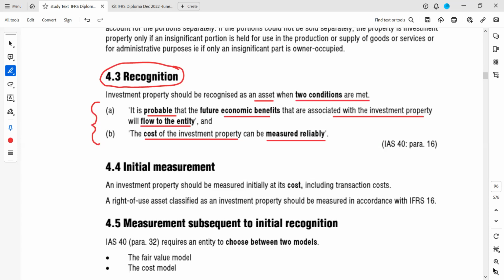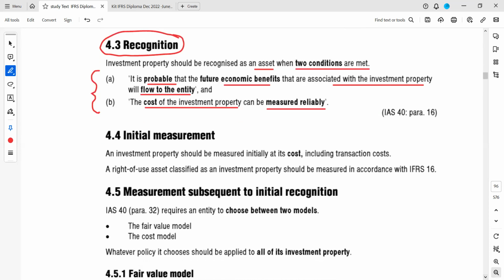So there are two points that need to be satisfied in order to recognize an investment property in the statement of financial position. Once it has been recognized, then the initial measurement criteria: an investment property should be measured the first time at its cost. And this includes any transaction cost associated with the purchase of the property. If that property has been constructed, then whatever cost is incurred to bring it to its usable condition is the cost.